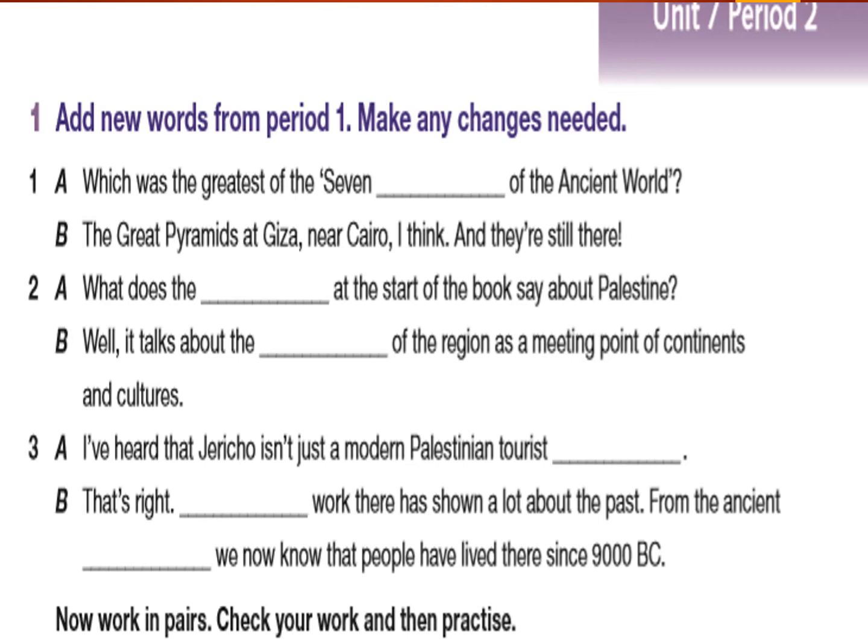Okay, now let's check your answers. Number 1A, which was the greatest of the 7? Yes, wonders of the ancient world. B, the great pyramids at Giza near Cairo, I think, and they are still there. 2, what does the, yes, the introduction at the start of the book say about Palestine? B, well, it talks about the importance of the region as a meeting point of continents and cultures. 3A, I've heard that Jericho isn't just a modern Palestinian tourist resort. B, that's right. Yes, archaeological work there has shown a lot about the past from ancient remains.